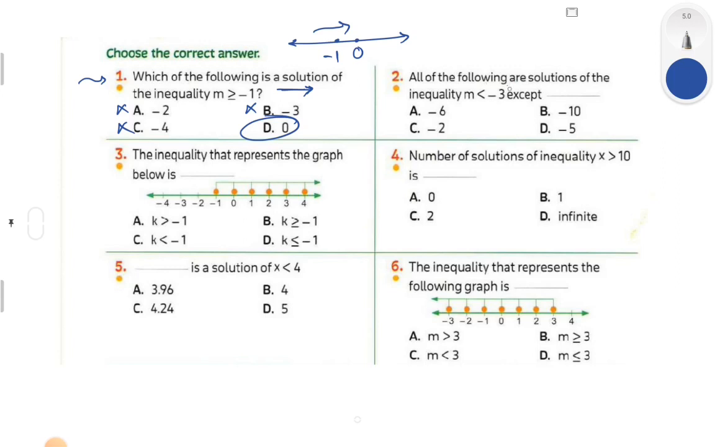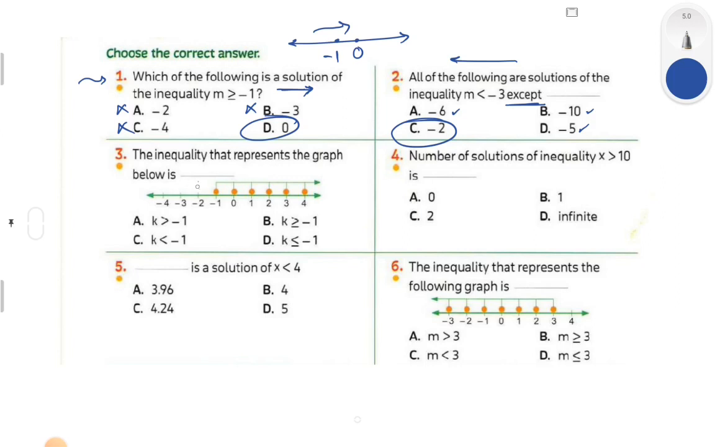All of the following are solutions except what? m less than negative 3. Less than, go to the left. Negative 3, go to the left, maybe negative 6. Yeah, maybe negative 10, maybe negative 5. Is negative 2 a solution? Of course not, because negative 2 is to the right of negative 3. So, except this one.